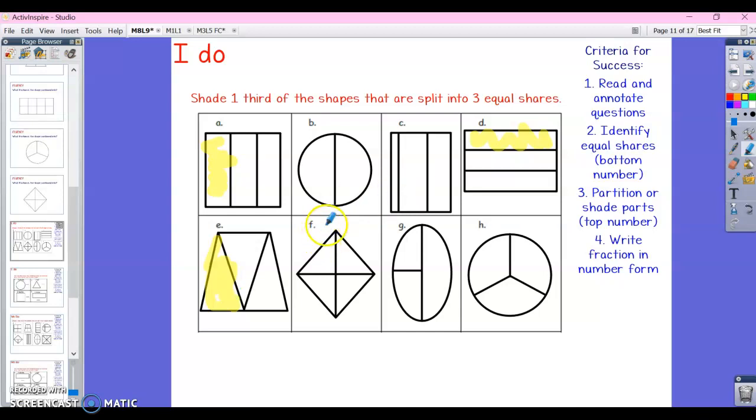Let's look at F. I see that F is split into 4 pieces, so I'm going to leave F alone. I see that G is split into 3 pieces, but they're not equal, so I'm going to leave G alone. H is split into 3 equal pieces, and I'm going to go ahead and shade one piece for 1/3.